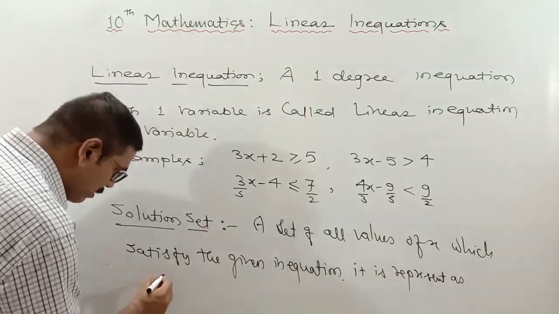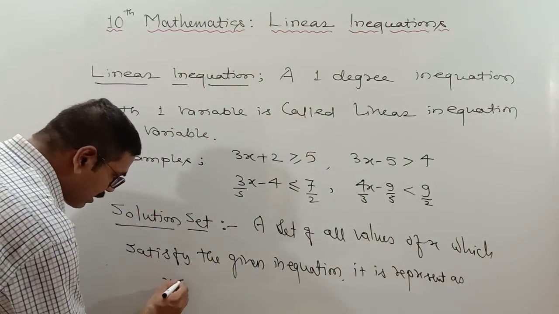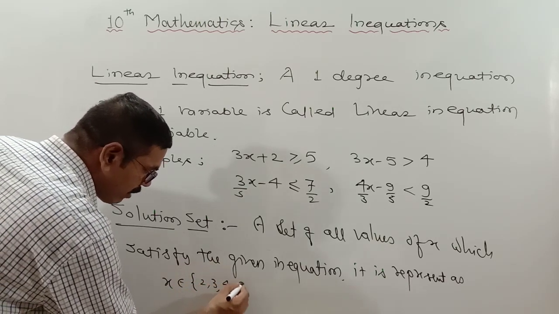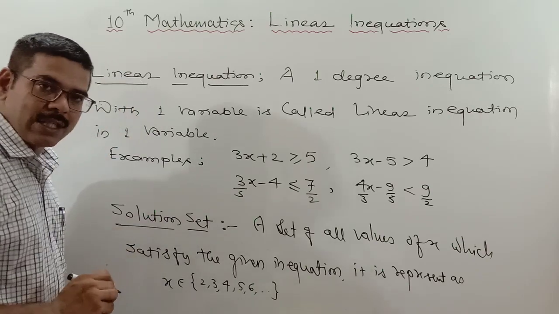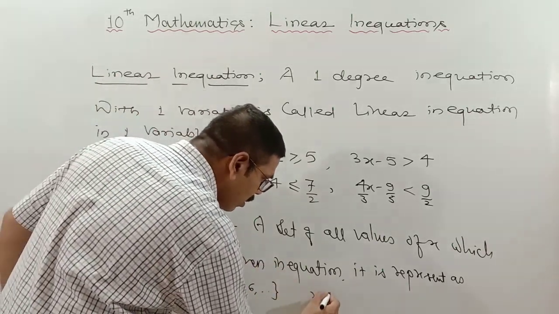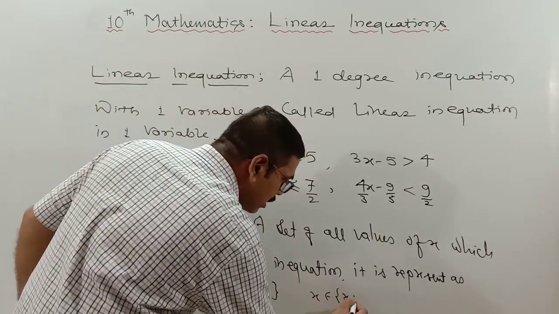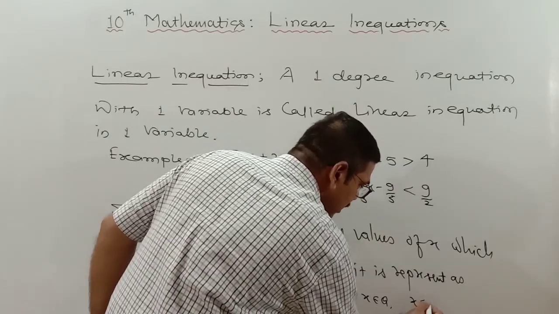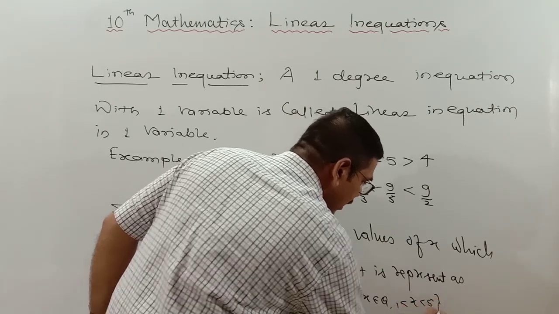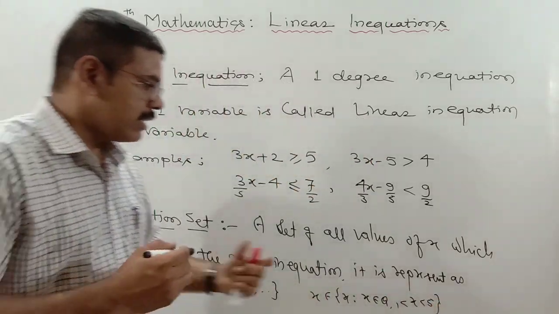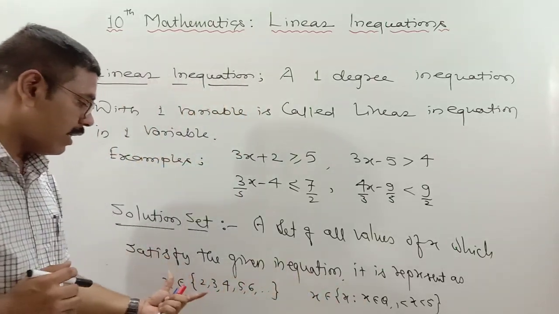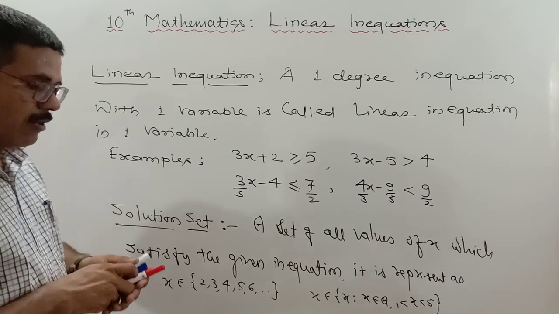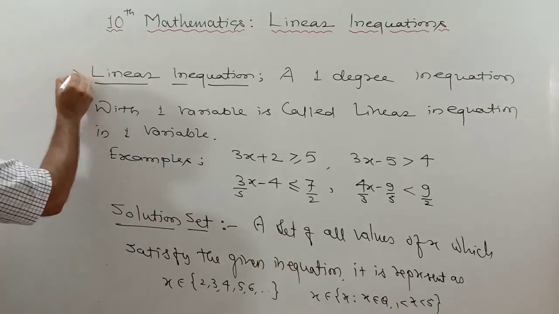Roster form in the sense it may be represented as x belongs to, this is the solution set. It may be 2, 3, 4, 5, 6 and so on like this. Or it may be x belongs to, such that x belongs to Q and x is less than 5 and greater than 1. It may be like this. Okay, this is called the set builder form. This is called the roster form or tabulation form. So these are the very important definitions of linear inequations and solution set.